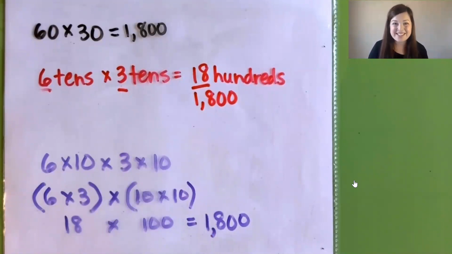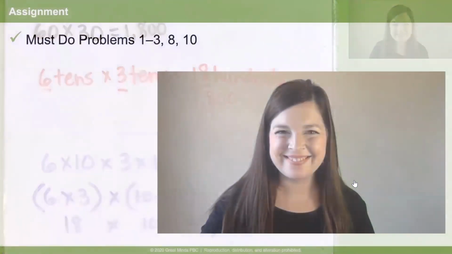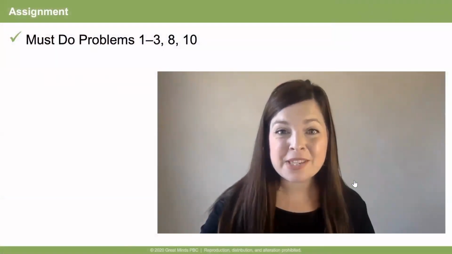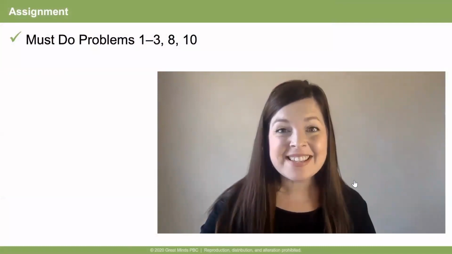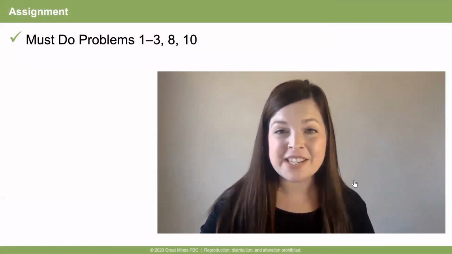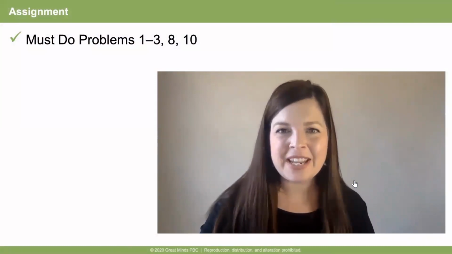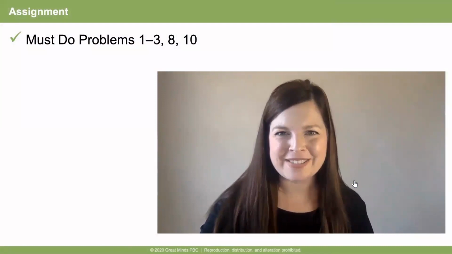Excellent work today, friends. I think we're ready for the problem set. On the screen are the must-do problems for the problem set. Set a timer or watch the clock for 10 minutes and work on these problems. Of course, if you still have extra time, feel free to work on any of the other problems on the problem set as well.